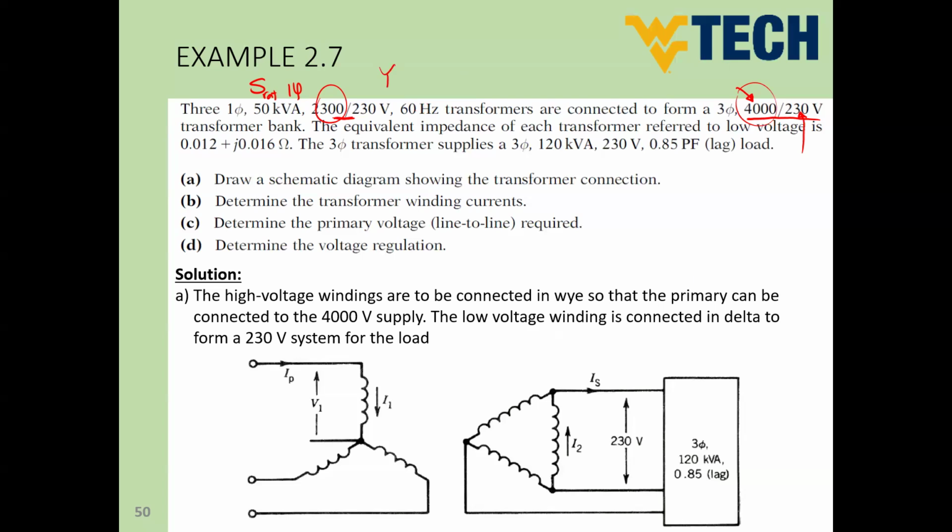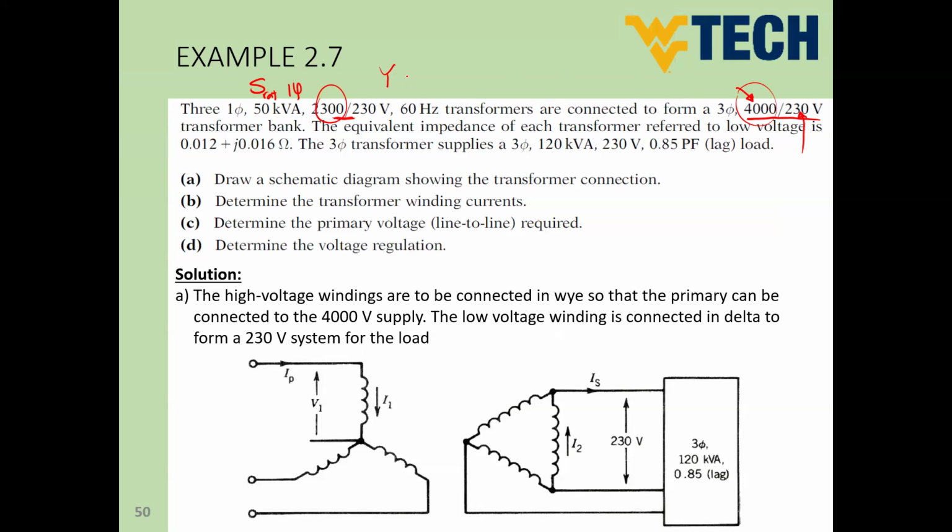Let me repeat this point again. We need to form a three-phase transformer of primary volt equals 4000 volts from three transformers, where the phase volt is 2300. So in order to do that, you have to connect the primary as Y connection, which is going to make line-to-line volt equals √3 times phase volt. So √3 times 2300 is going to be 4000. So we understood that we have to connect the primary winding as Y connection.